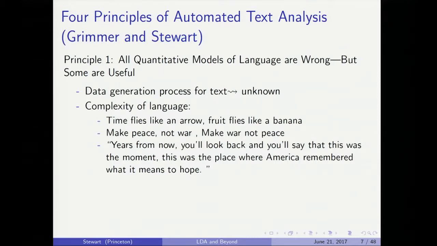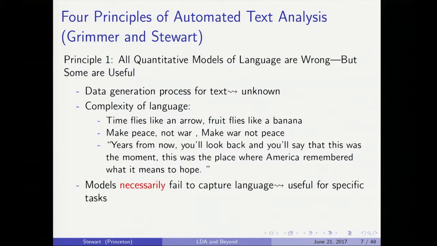And so it means that we're not going to have a model that's correct. And I think arguably that's just true in almost every regression model as well. We have approximations to things. We don't actually have regression models that generate the world, but it's particularly important to realize here. And because models necessarily fail to capture language, it means that they're useful for specific tasks only, right? And so we need to figure out what are the specific tasks, what is the feature of the text that is right for you to capture for the thing you want to do with the model.